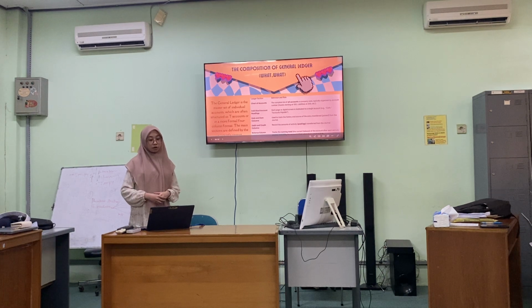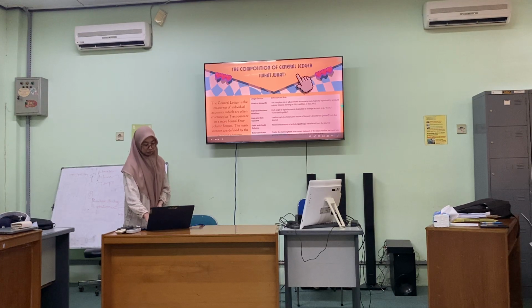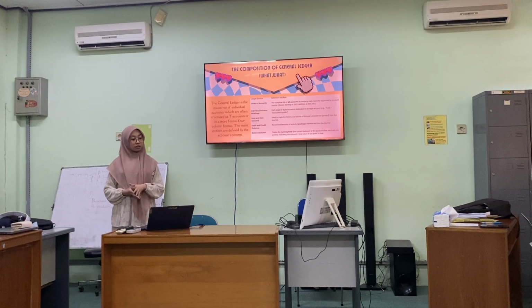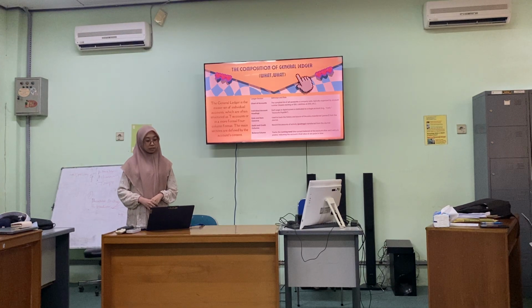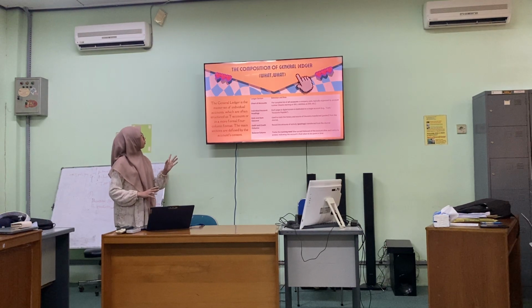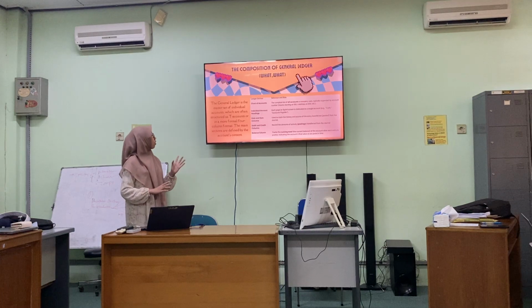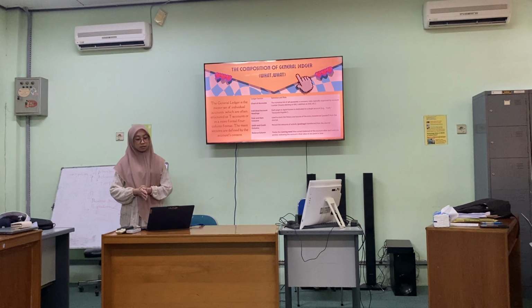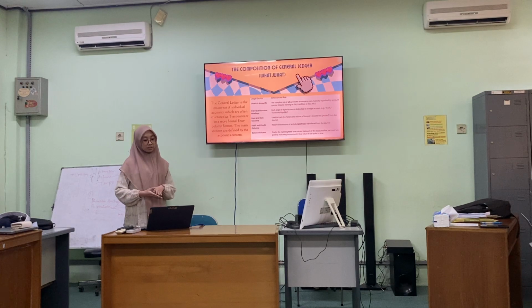Next, the composition of general ledger. The general ledger is a master set of individual accounts which are often structured as a T account or in a more formal column format. The main sections are defined by the account's content. So that's the composition of general ledger. There is chart of accounts, a complete list of all accounts a company uses, typically organized by account number, like assets and so on.